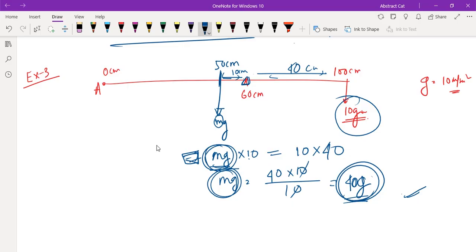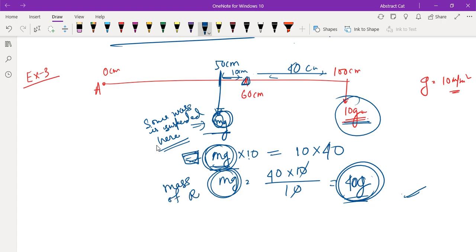That is m. Consider it a mass, not a weight: some mass is suspended here. That is also considered a mass, in grams, it is not important here. That is the mass of the rod, 40 gram. Now 40 gram here and 10 gram here, that means self moment. Very easy concept. That is how we calculate.